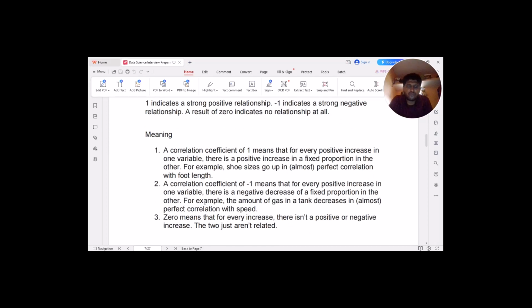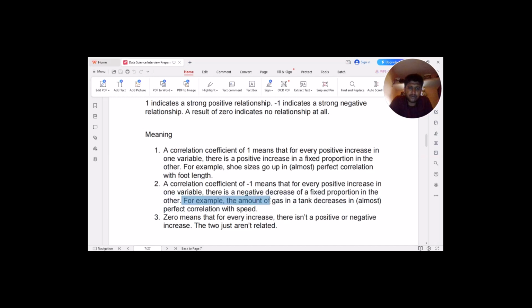So what does that mean? A correlation coefficient of 1 means that for every positive increase in one variable, there is a positive increase in fixed proportion in the other. For example, shoe size goes up almost perfectly in correlation with foot length. The price of the shoes goes up when the size of the shoes increases. A correlation coefficient of -1 means that for every positive increase in one variable, there is a negative decrease of fixed proportion in the other.